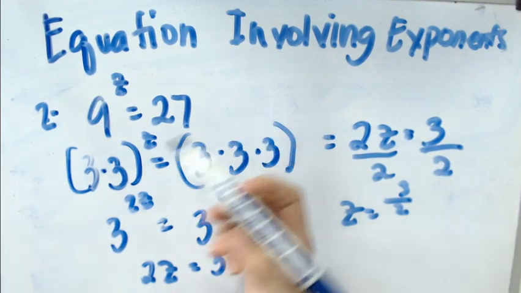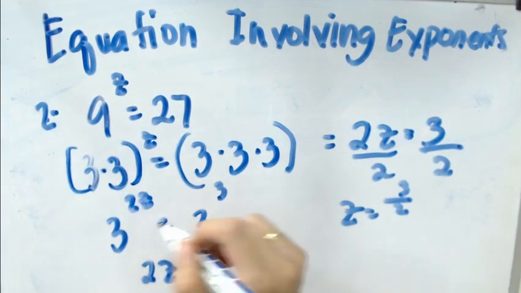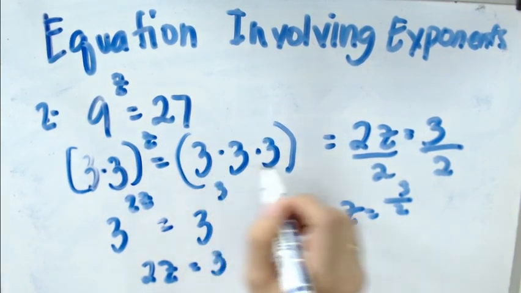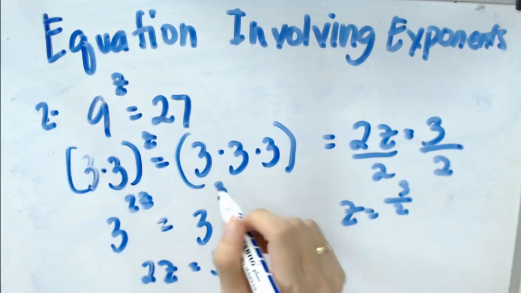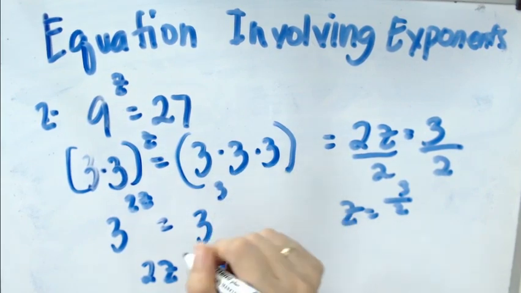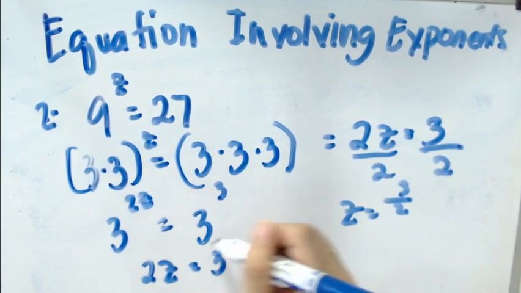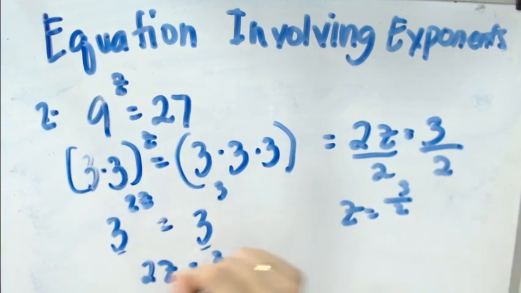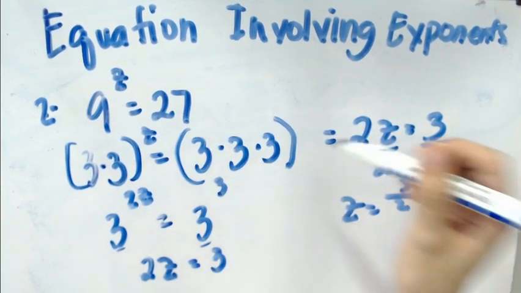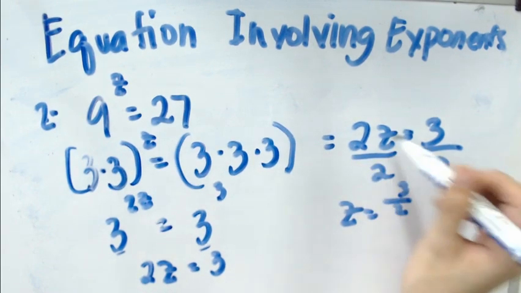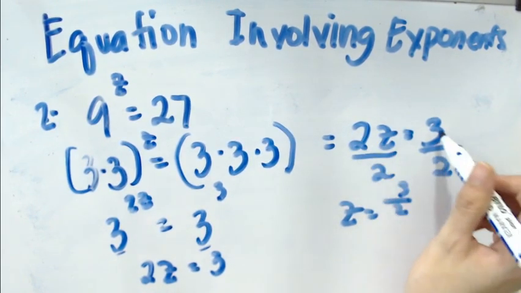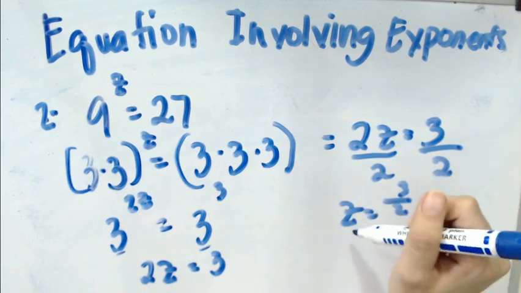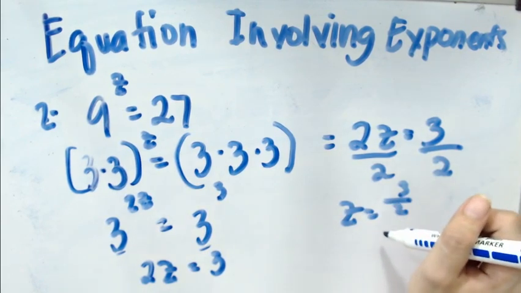And then afterwards, we rewrite it with the same base, 3, and then we count the exponent, the number of 3's multiplied to itself. That's why we have 3 raised to 2z is equal to 3 raised to 3, because we have three 3's here. And then we can now eliminate the bases and work with the exponents because we have the same base already. 2z is equal to 3. And then we're not yet done because we need to isolate z. That's why we need to divide both sides by 2. Therefore, z is equal to 3 over 2.